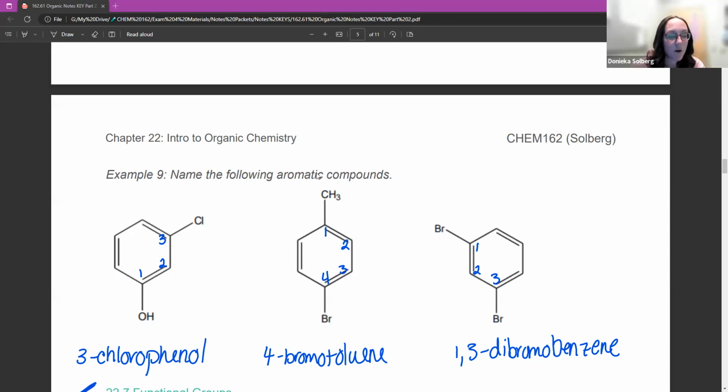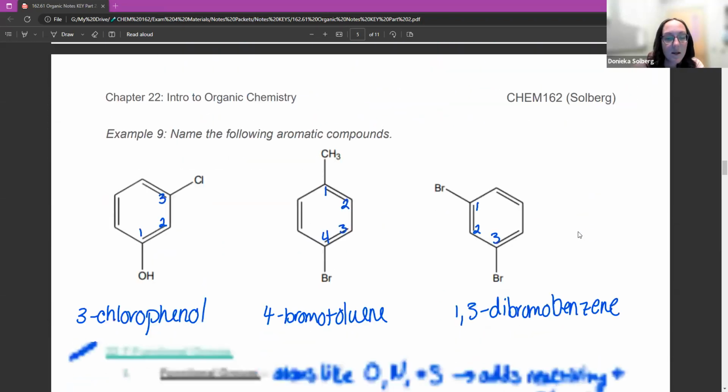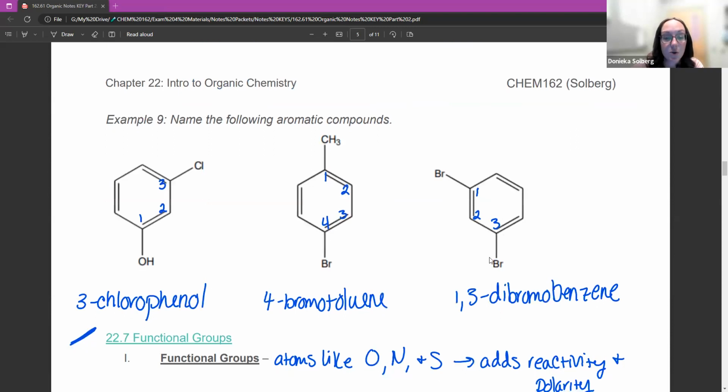Okay. This one has a methyl group on it. So the common name for that is toluene. So I'm going to start numbering at that substituent. Okay, so this is carbon 1, and on 4, I have a bromo. So this is 4-bromotoluene. Now this one has 2 bromines on it. It doesn't have a common name. The only ones you need to know are these 3. So this is just a benzene with 2 bromines on it. So you can start numbering at this one, or you could start numbering at this one, but I would say this is 1,3-dibromobenzene.